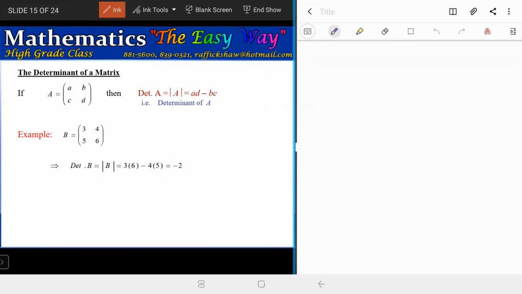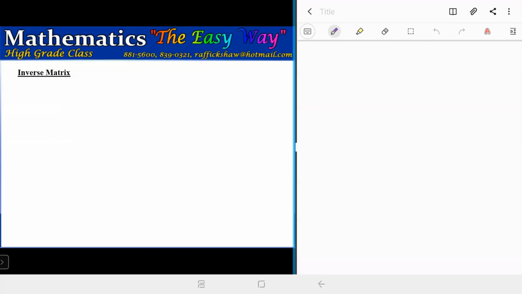I'm going to look at how we use the determinant afterwards. Somebody asked what was the determinant yesterday. That is what we call the determinant. It is used to determine if a matrix has an inverse or not, and we're going to look at that later. It's also used to find the inverse matrix.